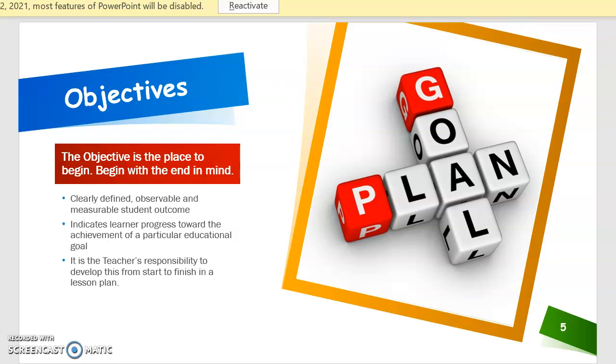The objective is the place where the teacher starts. When it comes to a lesson plan, we've got to begin with the end in mind. Objectives should be clearly defined, observable, and measurable student outcomes. These will indicate learner progress toward the achievement of a particular educational goal, and it's the teacher's responsibility to develop this from start to finish in a lesson plan.